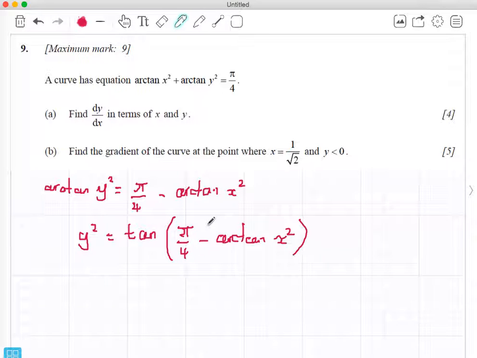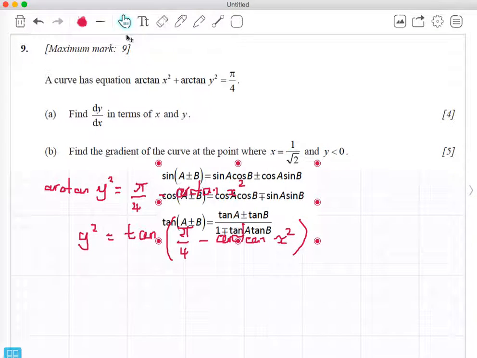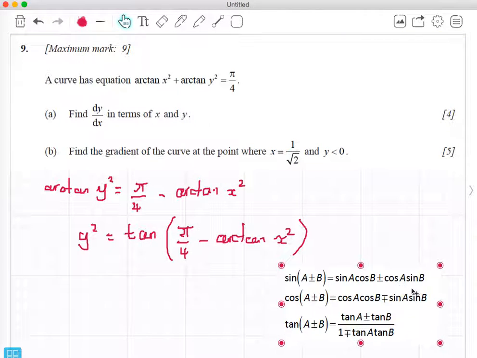Now then, at this point, you're going to have to look at your compound angle formulas. On the compound angle formulas, you've got this compound angle here. So what we've got is tan, this is your A, and this is your B. So I'm going to use the minus, because we've got a minus in here, and I'm just going to rewrite that using this compound angle formula.